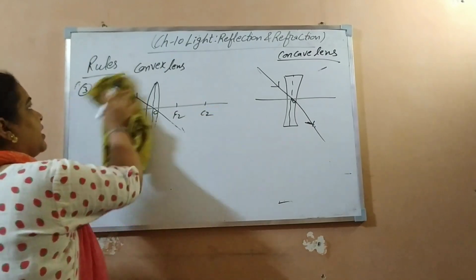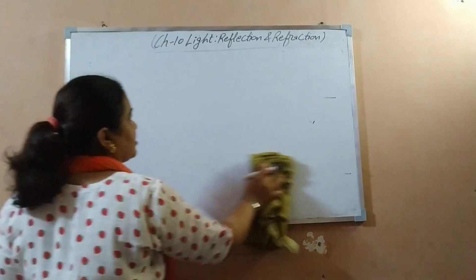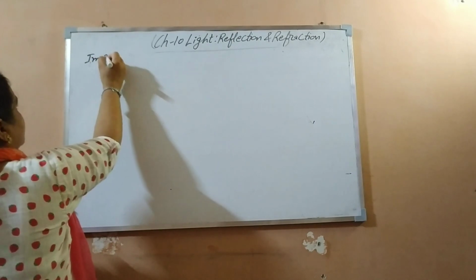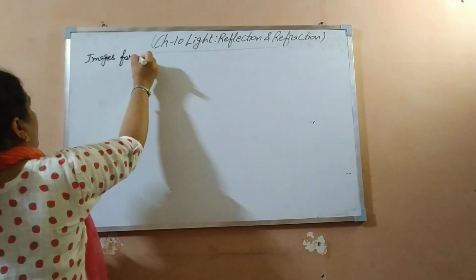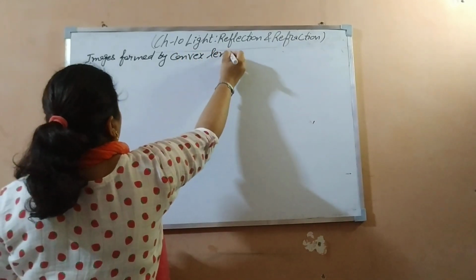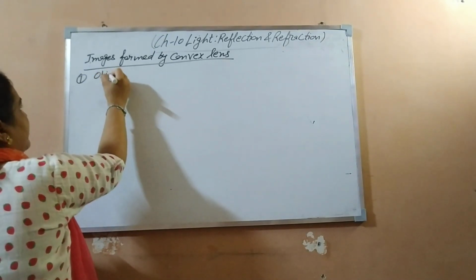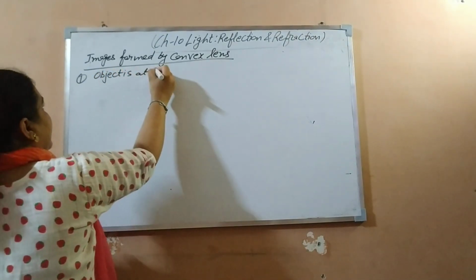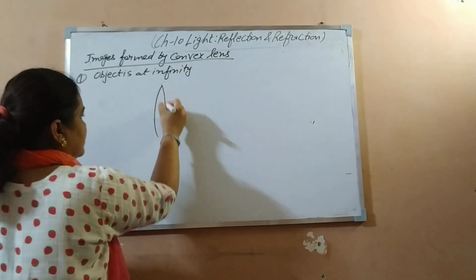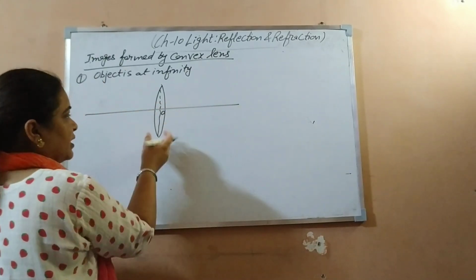Now we are going to make the ray diagrams formed by a convex lens when the object is situated at different positions. First we will do it for a convex lens. Now the first position: the object is at infinity. Object at infinity means very far from the lens. So we will take this activity, I have already explained that the lens is there. We will fix this in a lens holder.